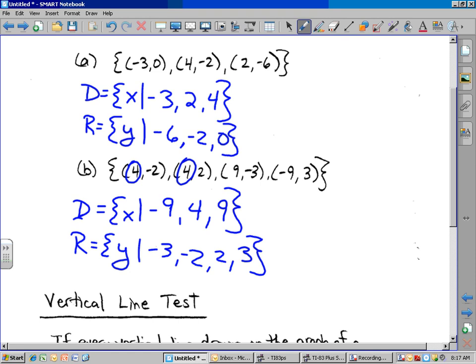So is that going to pass the vertical line test? No. For every x, is there exactly one y? No, there's actually 2. There's 1, 2, right? We have 2 different y's going to the same x value, to the same 4. So do you understand why this is not a function? This one is not. This one is. Okay? Any questions?